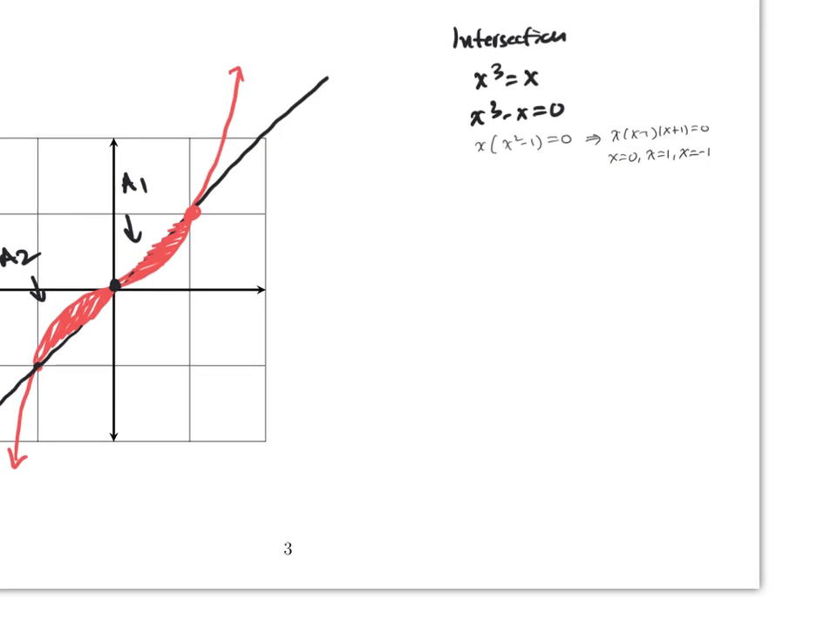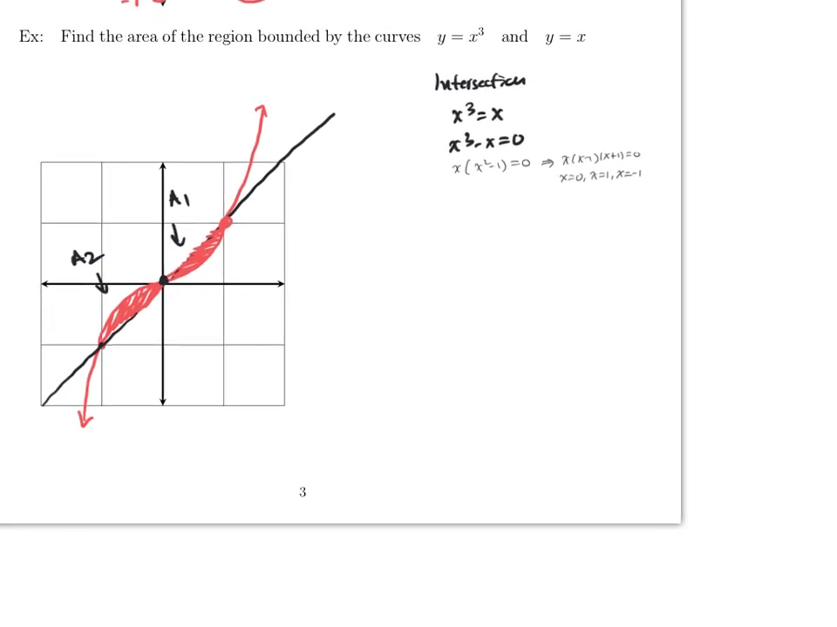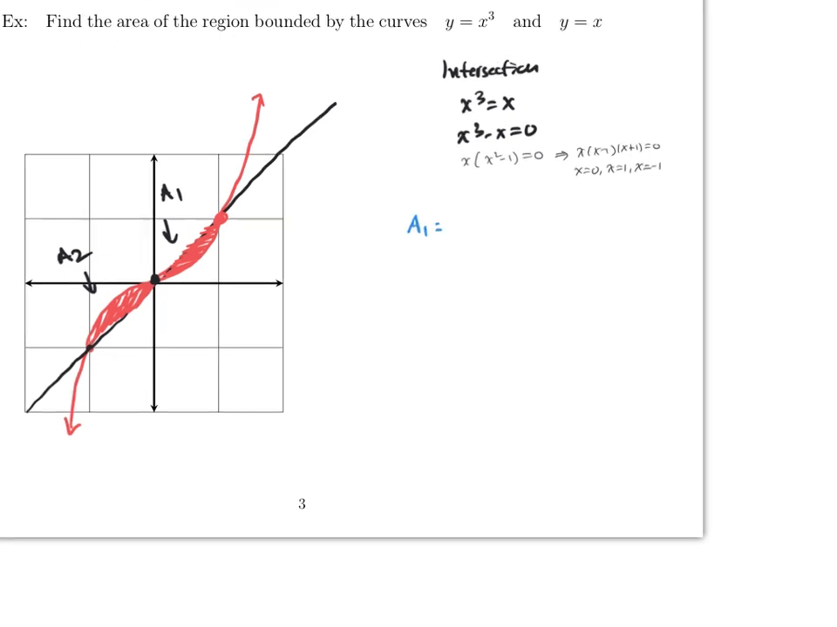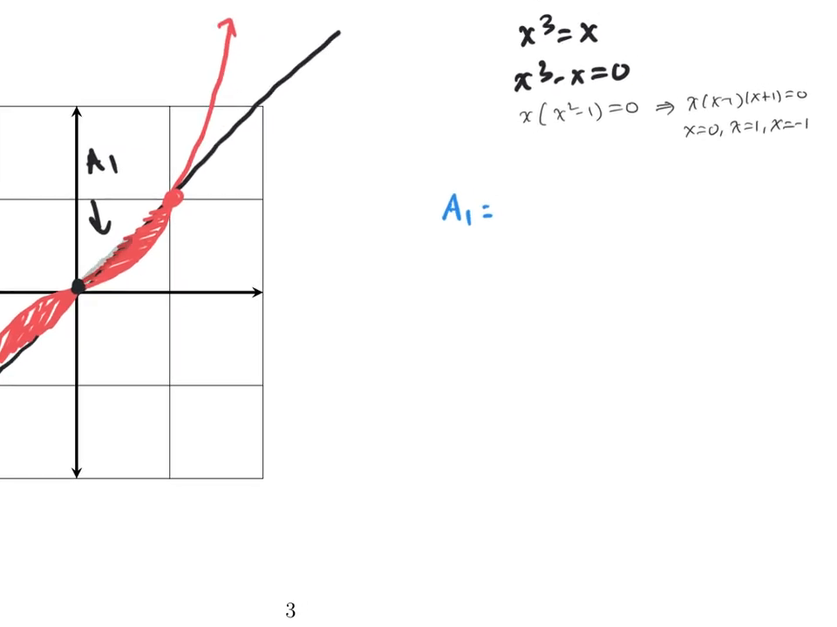Now, here, if you look at area number 1, notice that for area number 1, the top graph is x. So therefore, this is the integral from 0 to 1 of x minus x cubed, which is equal to x squared over 2 minus x to the 4 over 4 from 0 to 1.